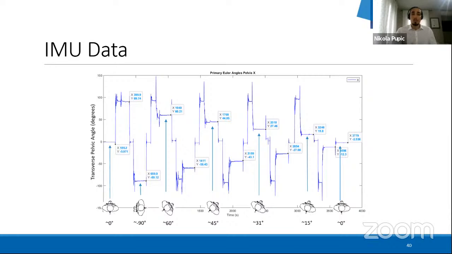Each plateau here represents one positional hold, and the points in between are generated by participants changing positions. This data was ultimately used to provide the ground truth bin codes for each data point.